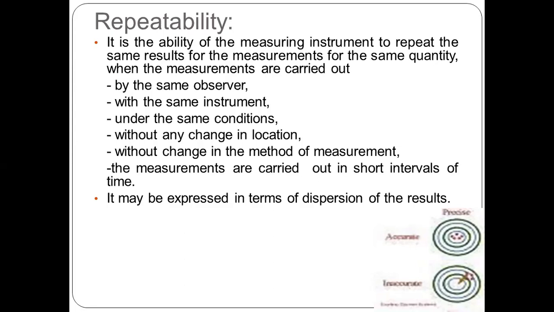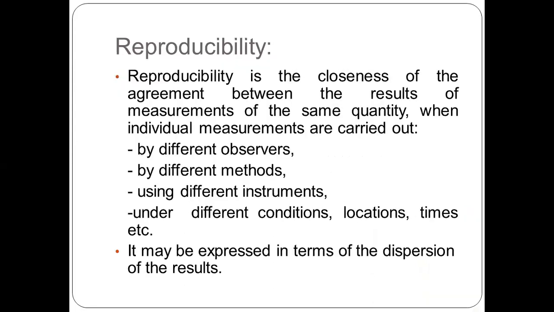It may be expressed in terms of dispersion of results. Similarly, reproducibility is the closeness of the agreement between results of measurement of the same quantity when individual measurements are carried out by different observers and by different methods. Like repeatability, reproducibility is the closeness of agreement for the measurement, but in this case, with different observers and different methods, we are calibrating the instrument under different conditions and different locations.